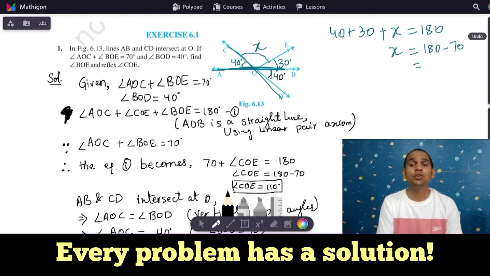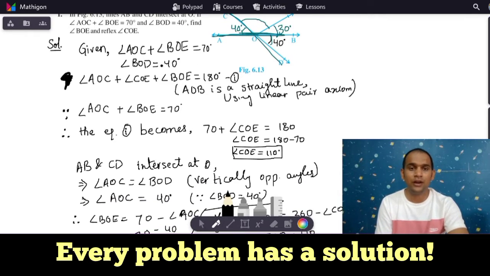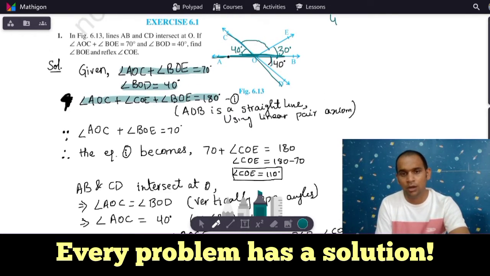Now if how to approach the problem is clear, let's try to understand how we write it, because the presentation is also very important when we get questions regarding proofs. So how do we start? Given condition: first we will write AOC plus BOE equals 70 and BOD equals 40 degrees. Now, AOC plus COE plus BOE, all these three will add up to 180 degrees. Always remember, whenever you write a statement, you must write the reason as well: AOB is a straight line and we are using the linear pair axiom.